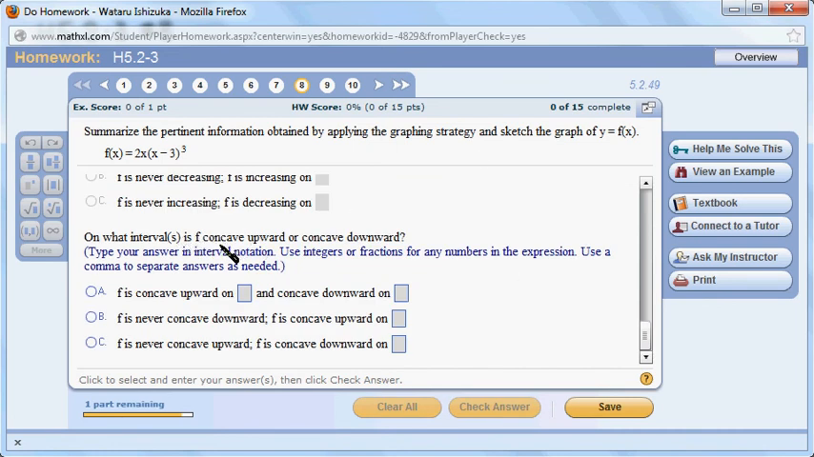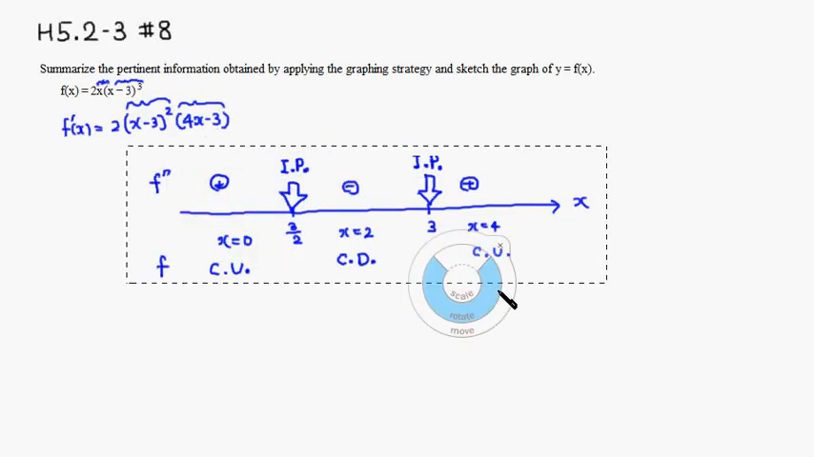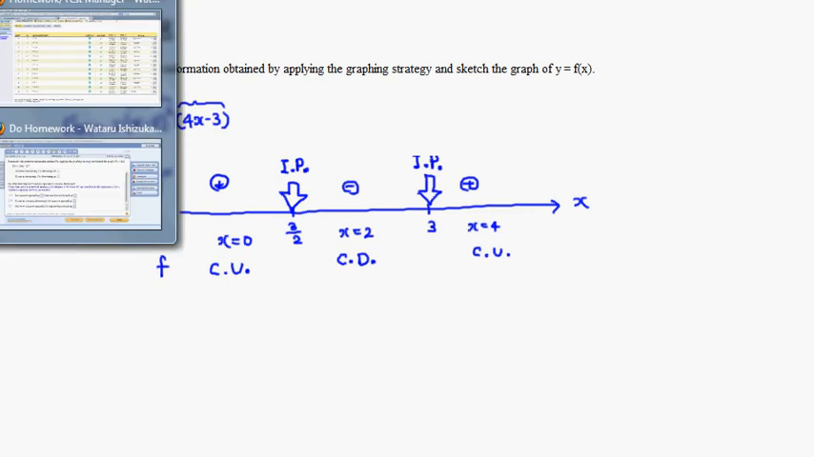On what interval is f concave up and concave down? We have to look at the number line for the second derivative. This was the number line. So it's concave up on negative infinity to 3 halves, and after 3, and between 3 halves and 3 it is concave down. Let's type it in.